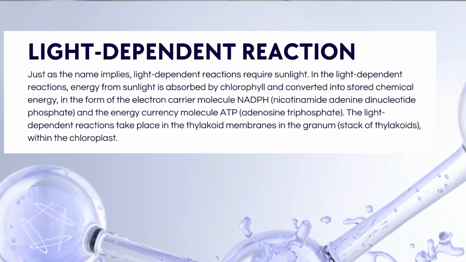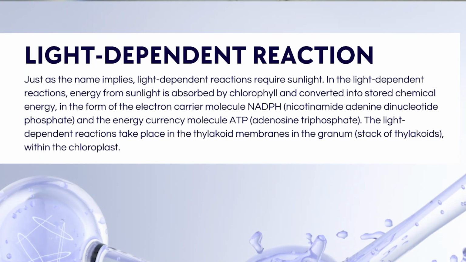Light-dependent reactions, just as the name implies, require sunlight. In the light-dependent reactions, energy from sunlight is absorbed by chlorophyll and converted into stored chemical energy in the form of the electron carrier molecule NADPH and the energy currency molecule ATP. The light-dependent reactions take place in the thylakoid membranes in the grana within the chloroplast. So the difference between the light-dependent and light-independent reactions in photosynthesis lies in their dependency on light.